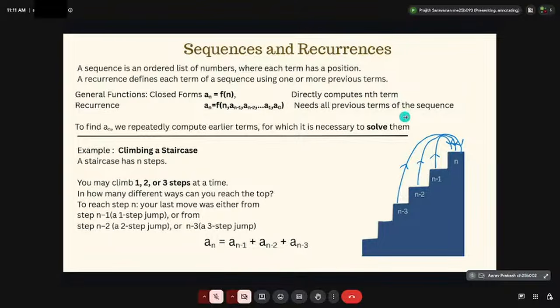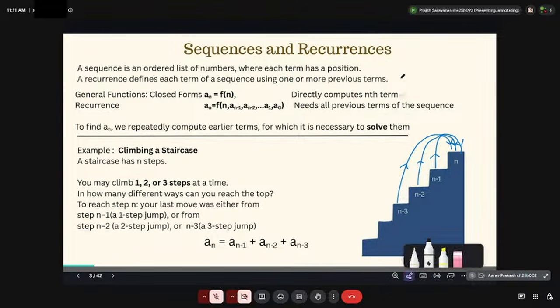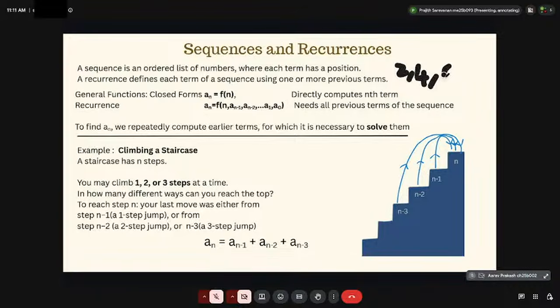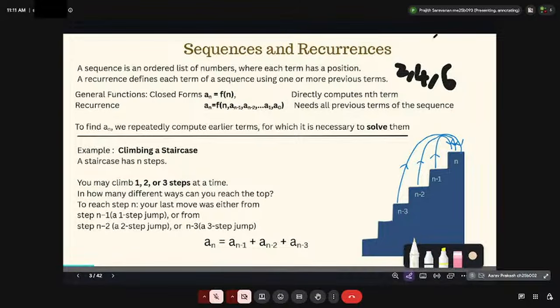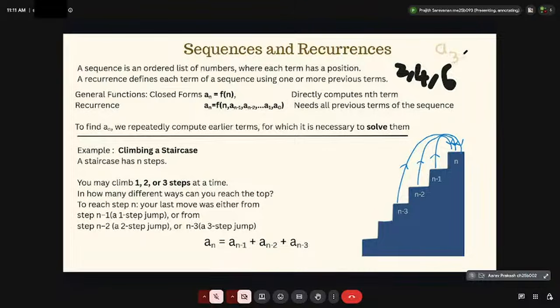A sequence is basically an ordered list of numbers where each term has a position. If we consider the sequence 2, 4, 6, then 6 is the third term, so we represent it as a3. So a3 is 6, and an gives the actual value of the term at the nth position. So that is a sequence.